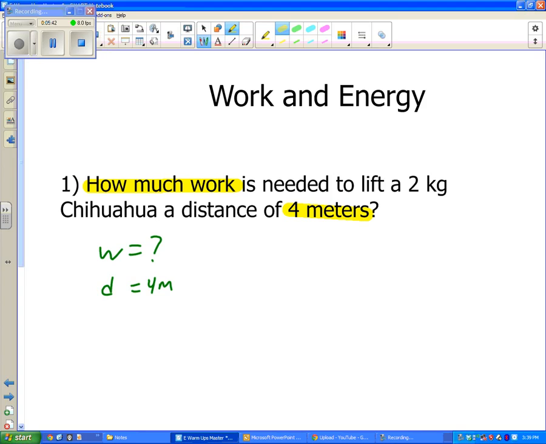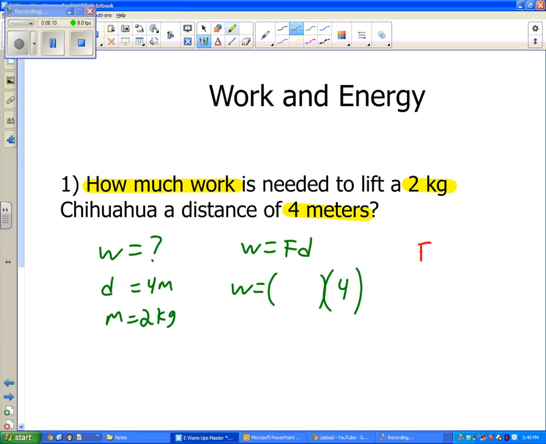All right? And I do have an equation for work, which is work equals force times distance. And I have a distance, which is 4. And I do have this piece of information, which I didn't forget about, this 2 kilograms. This 2 kilograms is a mass. So what this means is I need this force. And the force, according to our other equation on the wall, is mg.